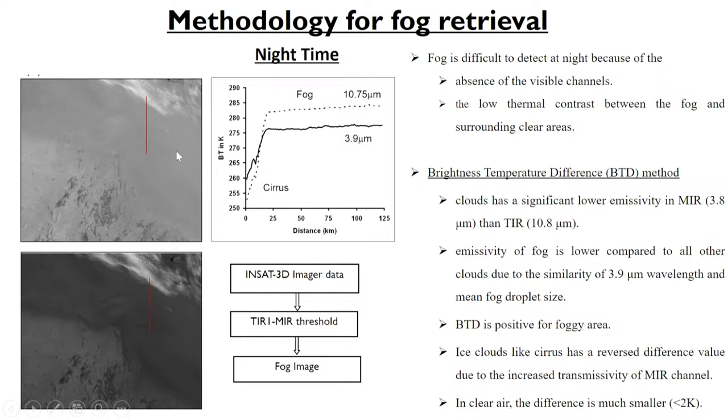For example, you see these two images, right? One is the thermal image and one is the mid-IR image, and I draw a transect over the foggy area. This is the foggy area, which is a smooth part. When I plot the BT in the two channels, this is the area which shows the foggy part. If you see, the difference between the two is positive. This is the thermal channel, this is the mid-IR channel, and it is around 7 to 8 Kelvin, right?